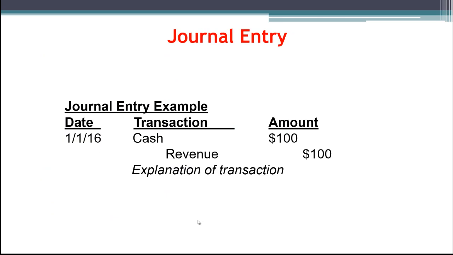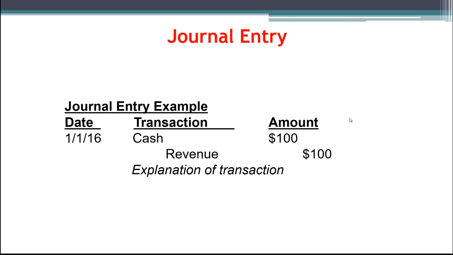Here is a very basic journal entry, about the most basic you're going to get. It shows the date, and you need to know when this occurred. The whole idea of a journal entry is that it's a chronological record of that transaction, so you need to know the date. In this case, we had one debit and one credit. Our debit always goes first. It's on the left-hand side. It's debiting cash. The credit always gets indented to the right.